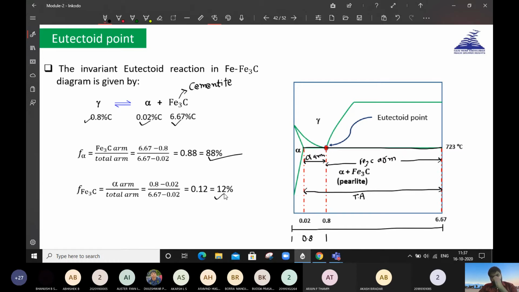So this is how we are going to calculate the composition and amount of phases at a given set of conditions. Not only these 3 points that we have discussed so far, we can calculate the fractions present and the composition at any given point in the iron carbon diagram. We have seen 3 points: the eutectoid point, peritectic point, and the eutectic point.